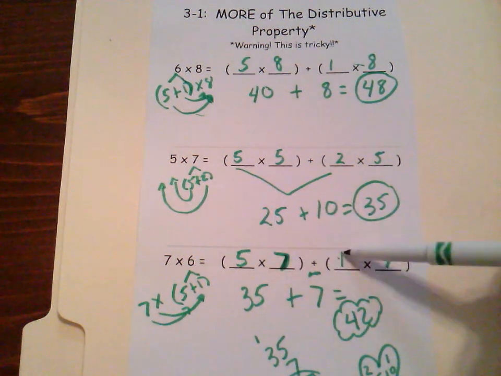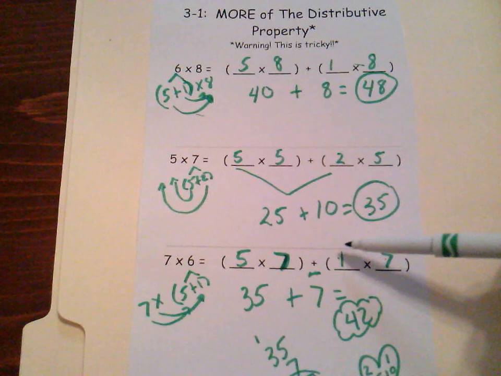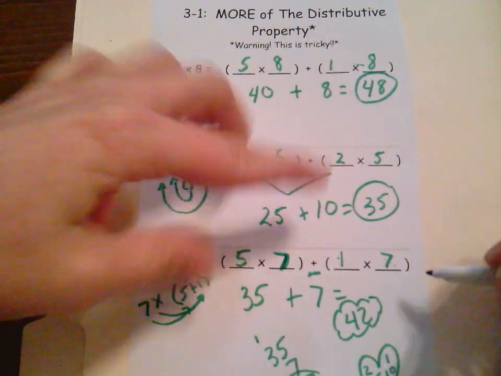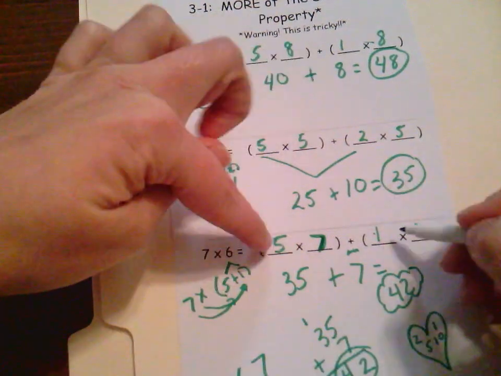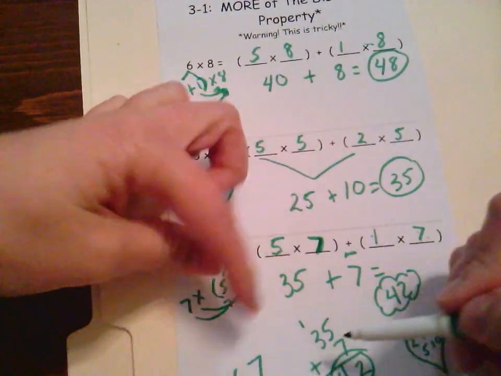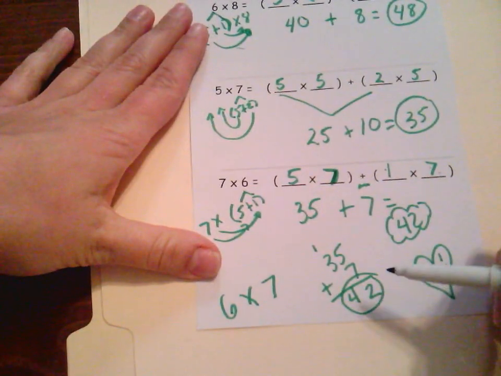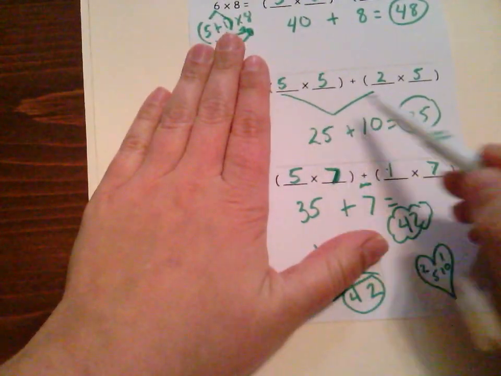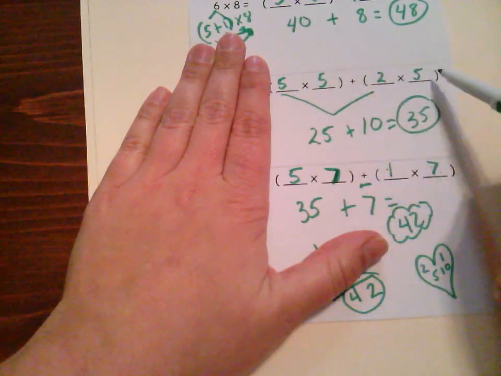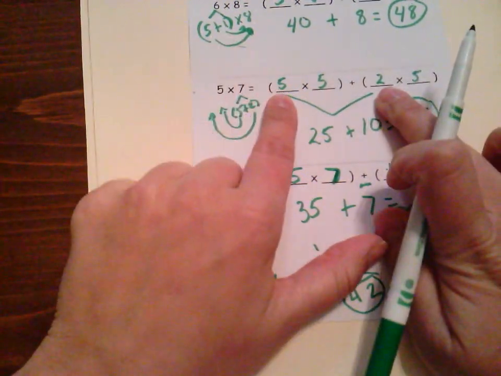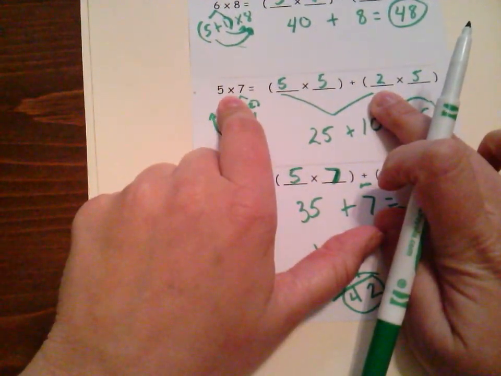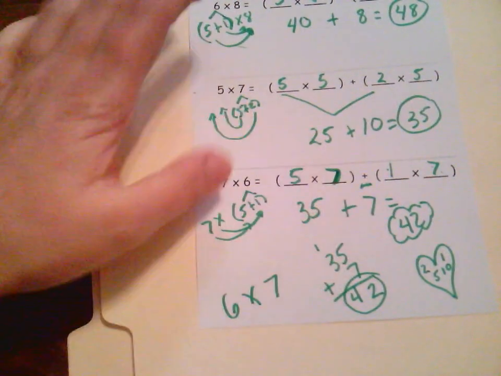And then we take a look at the other two factors to see what they add up to. So if I were going in the reverse, I would notice my 7 is the same. So I would have a 7. And then I look at my two other factors and I add them together. 5 plus 1 is 6. And I come right back to the original equation. When looking at this one, I notice I have 5 in both. So I know it's going to be times 5. And then when I look at my other two factors and I add them together, 5 plus 2 is 7. And that brings me right back to my 5 times 7.